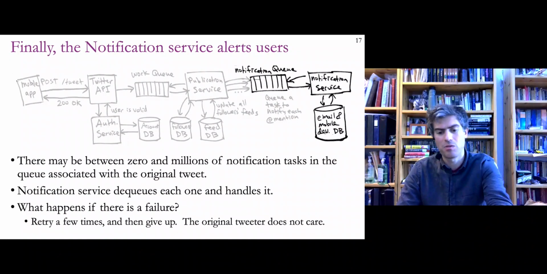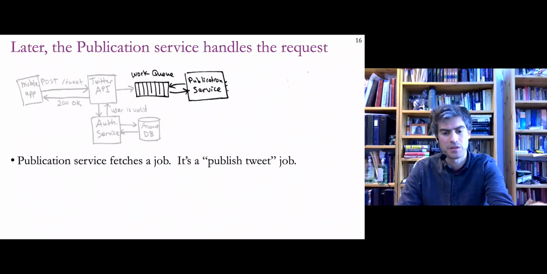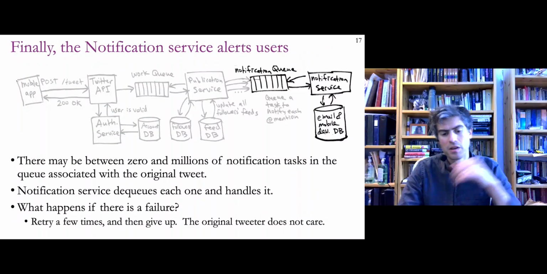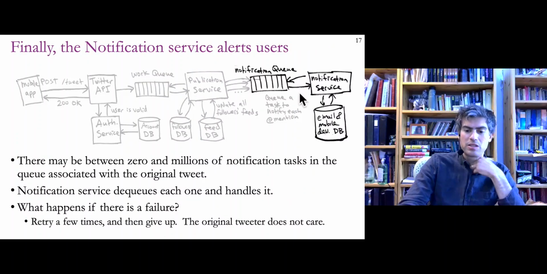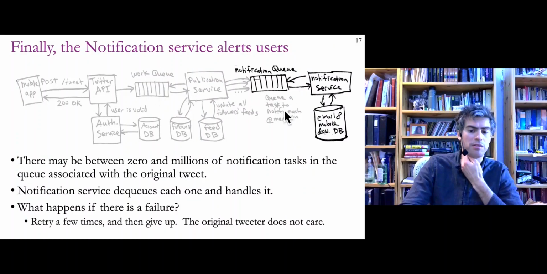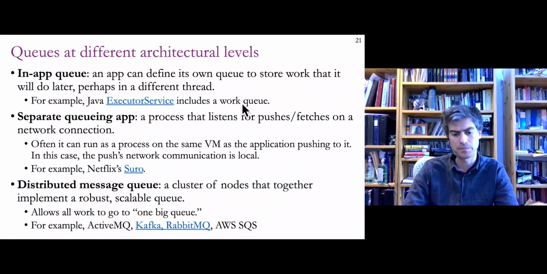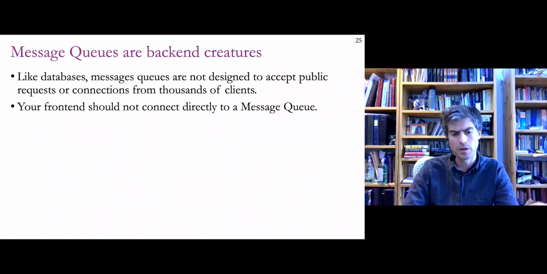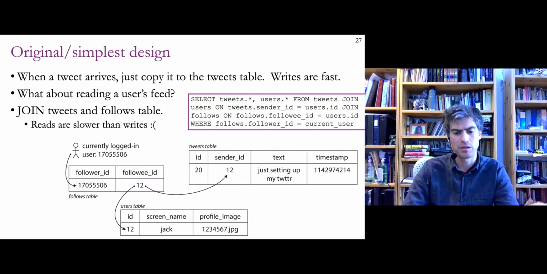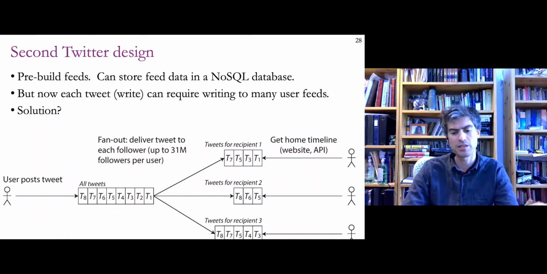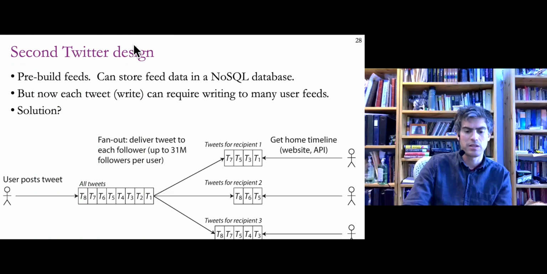So this design I showed before, where is it? Yeah, I just wanted it on one screen. The reason why there's this queuing and building of feeds later in the publication service is to make writes fast, in this design scheme where the feeds are pre-materialized, pre-built.